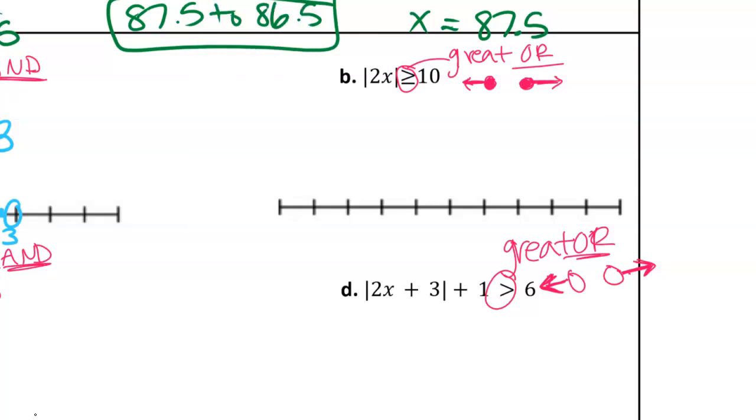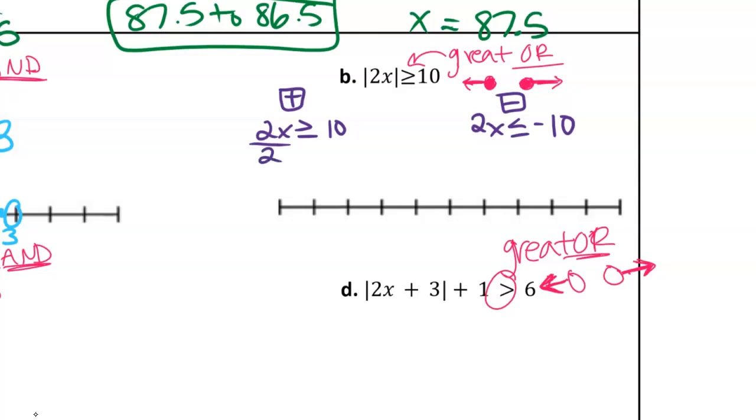All right, quick solving. We have an isolated absolute value. So we can go ahead and start with our positive and negative solutions. And remember, for the negative, we have to flip the sign and make the 10 negative. Solving for x, we divide by 2 on both sides. Our two solutions are -5 and +5.